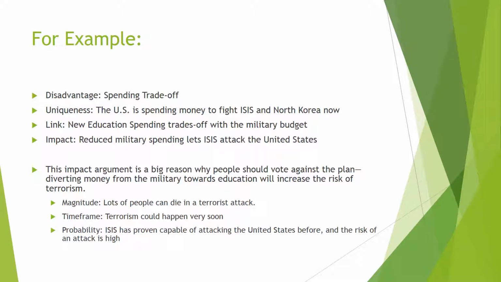This argument is a big reason why people should vote against the plan. Diverting money from the military to education could cause terrorism. The magnitude could be that lots of people could die in a terrorist attack. The time frame is that terrorism can happen very soon and is highly unpredictable. When it comes to probability, ISIS has proven capable of attacking the United States before, so the risk must be high.